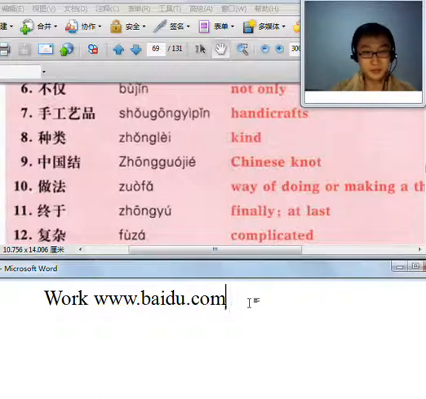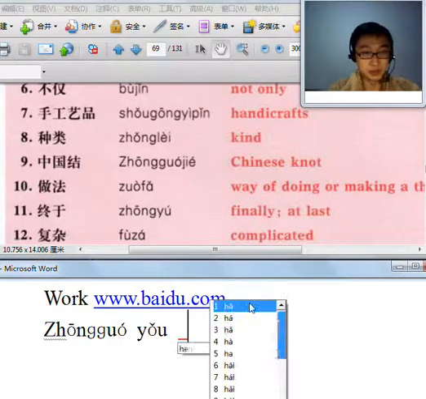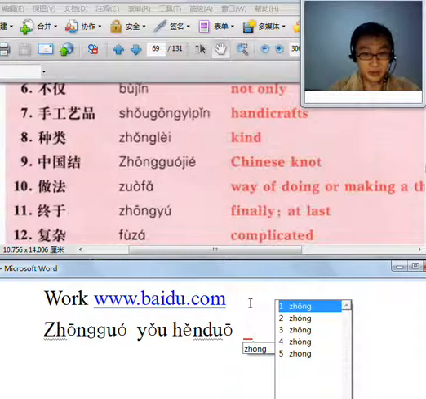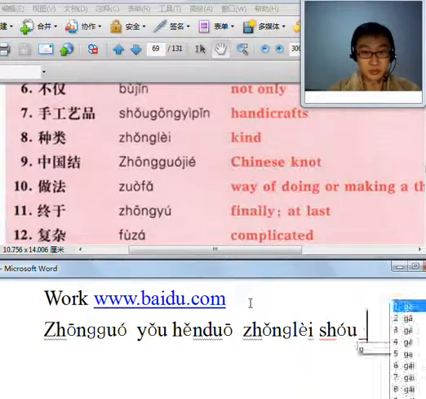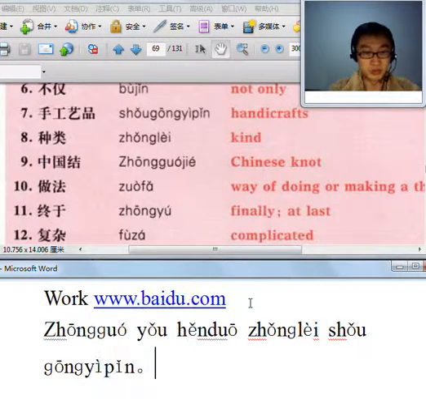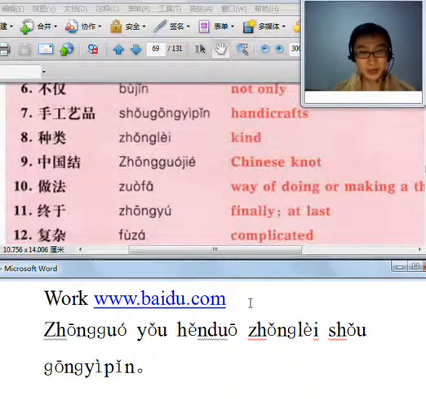种类。You can say, 中国有很多种类，很多种类手工艺品, right? China has a lot of kinds of handicrafts. 中国有很多种类手工艺品。So, one kind of the 手工艺品 is number 9, 中国结, 结. The 结 means K-N-O-T, knot. 中国结, basically like a China knot, Chinese knot, right? 中国结. So, what kind of knot is it? It's a kind of handicrafts.